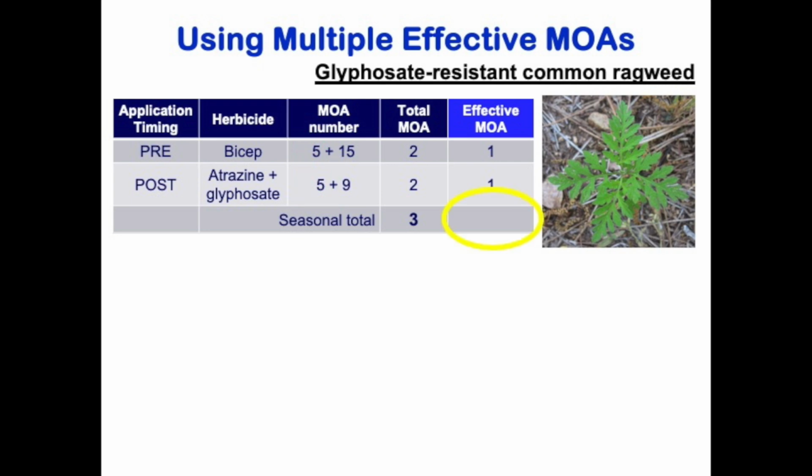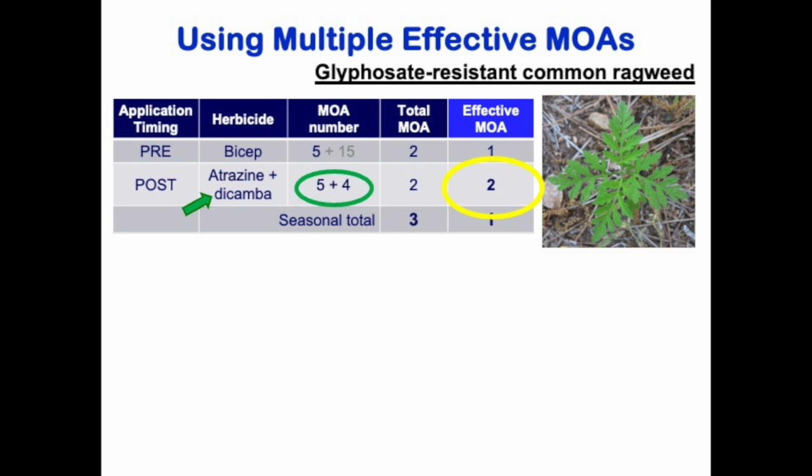When we look at this from an effective mode of action, again, atrazine was used twice, S-metolachlor or a group 15 is not effective, and the glyphosate does not provide control because this biotype is resistant to glyphosate. So we're using only one effective mode of action. Even though it is being treated twice over the course of the season, it's the same mode of action both times. So from a standpoint of resistance management, this is not an appropriate approach for glyphosate-resistant common ragweed.